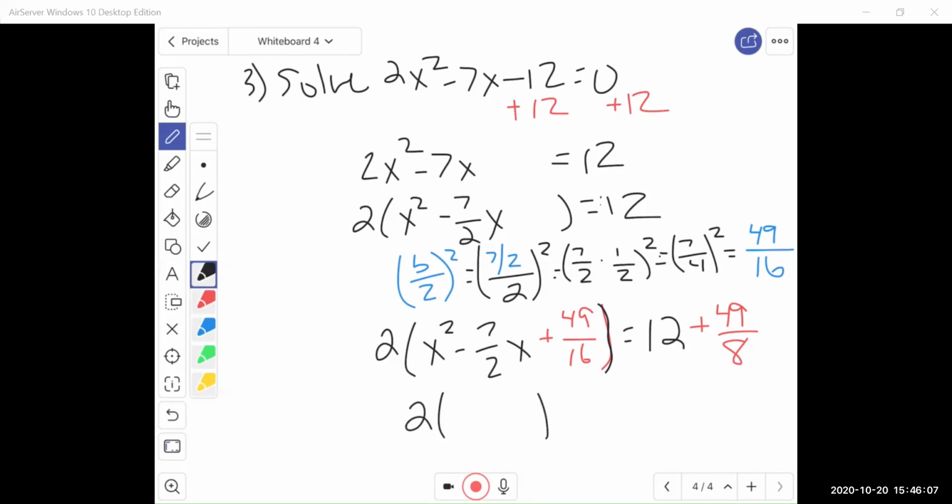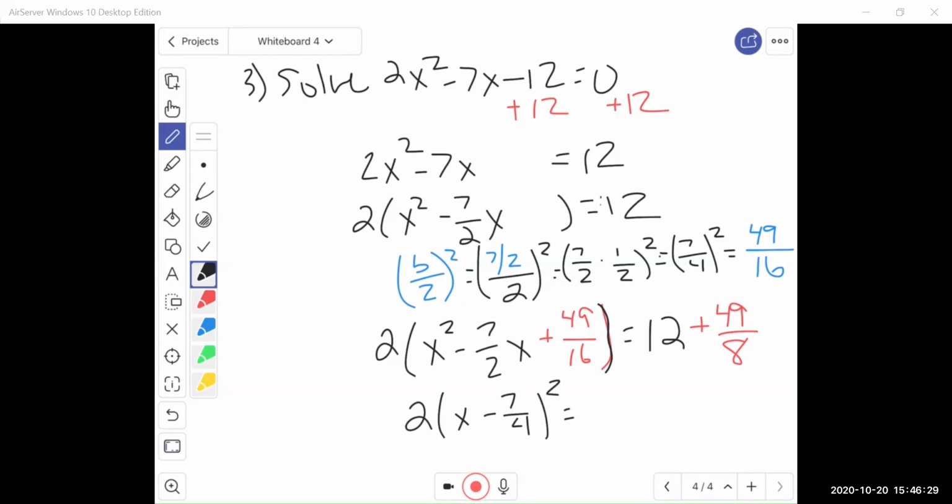So now that I completed the square, I can actually write my answer as a binomial squared. Again, I have x squared, square root of x squared is x, square root of 49 over 16. Well, square root of 49 is 7, square root of 16 is 4. And notice my middle term is negative, so my middle term is going to be negative here.